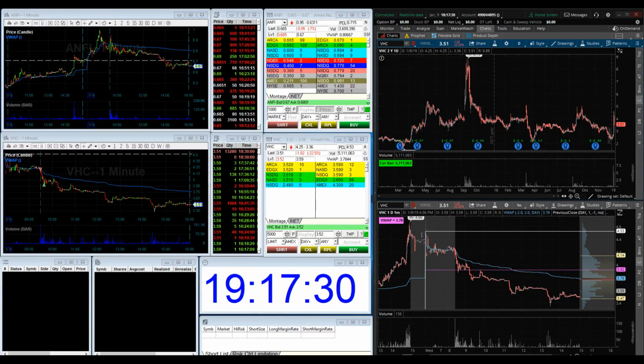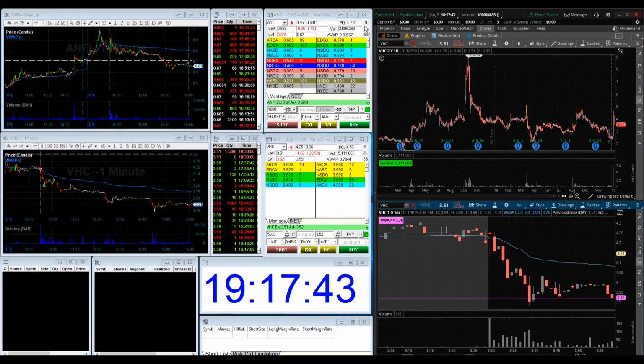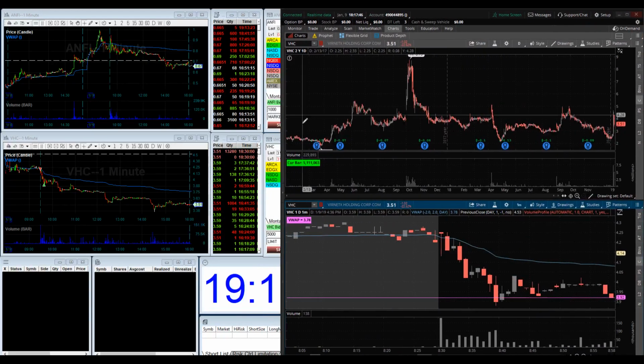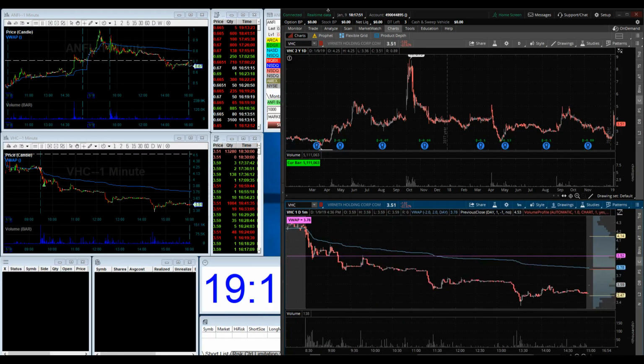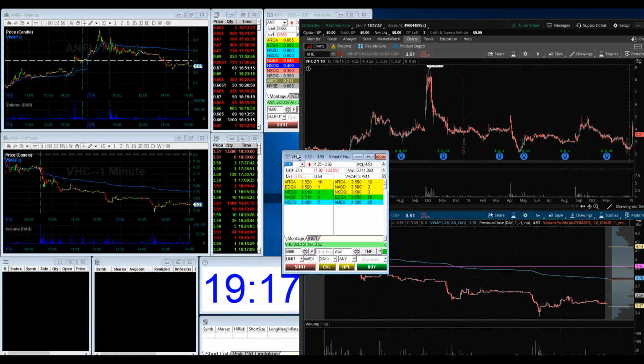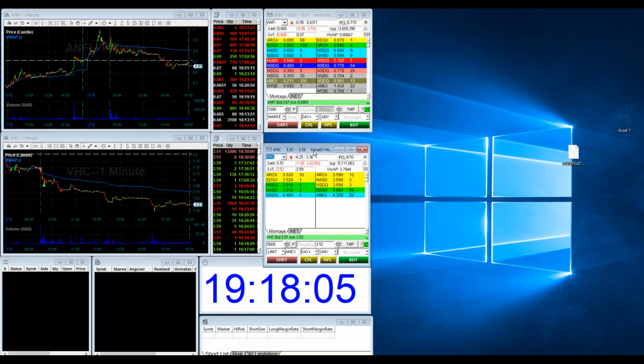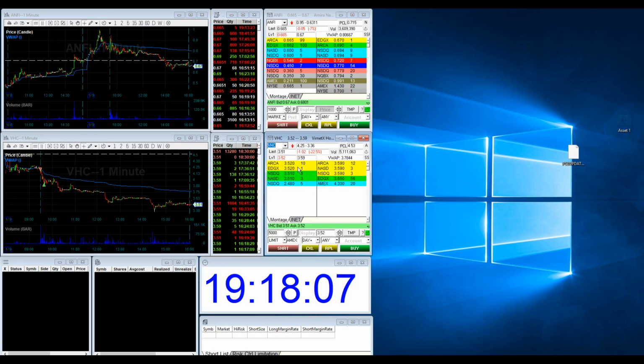Okay, so we have a question for level 2. What's the key thing you look for in level 2 to confirm your technical analysis? Okay, so today on VHC, for example, let's pull up the charts, make it a little bit bigger, and pull up the level 2. So here on VHC, I was looking for weakness in the stock. As you can see here at the open, we had a large amount of sellers come in, but specifically on level 2, I was looking for something exact.